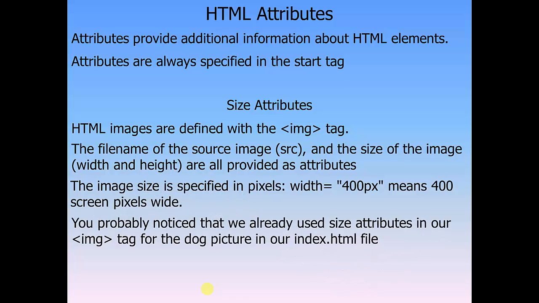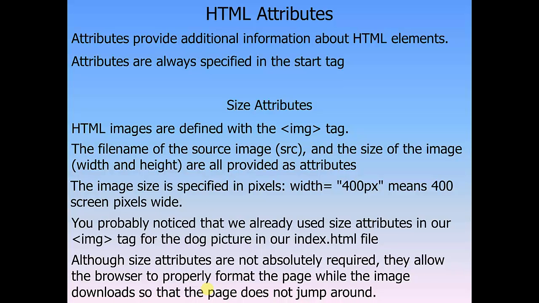You probably noticed that we already used the size attributes in our image tag for the dog picture in our index.html file. Although size attributes are not absolutely required, they allow the browser to properly format the page while the image downloads so that the page does not jump around. So rather than having to download the whole picture, find out its size, and then put it in there with all the text, when you tell it the width and the height, it already knows where the picture is going to go and how to make it fit, so it can format the page and show it to you properly on whatever screen size you're using while the image downloads and then appears.